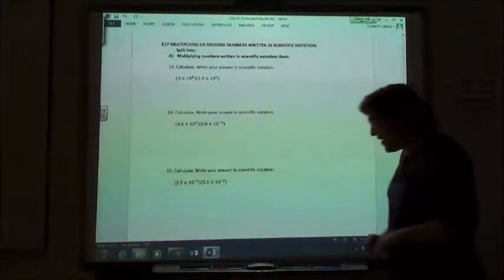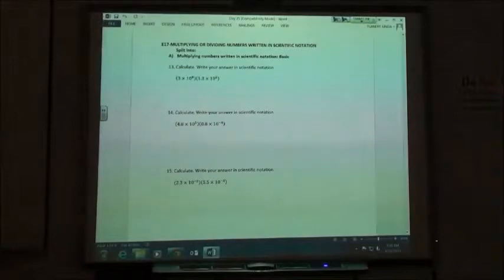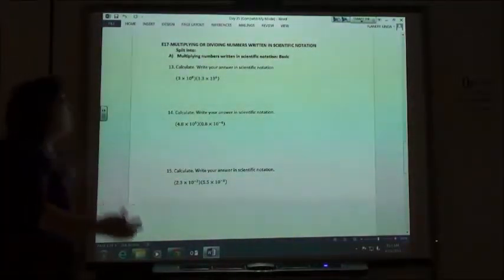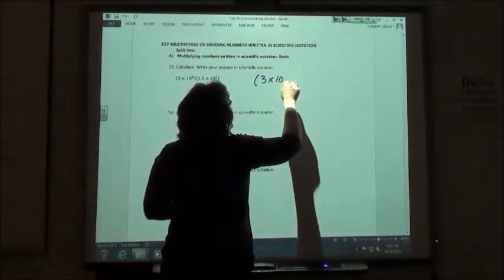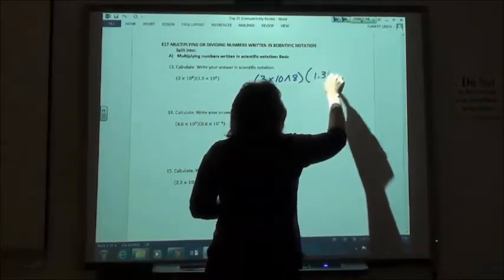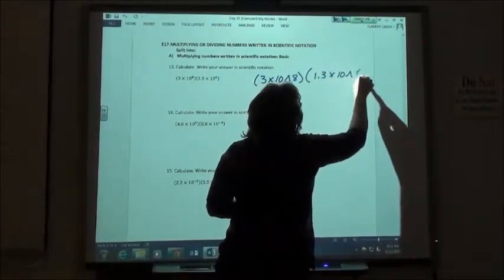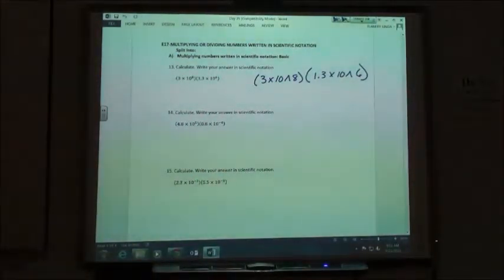Into multiplying and dividing things that are in scientific notation. If I were going to do this on my calculator, it'd be a big long entry. I would do this: 3 times 10 caret 8, and then 1.3 times 10 caret 6. Go ahead and multiply that out on your calculator.